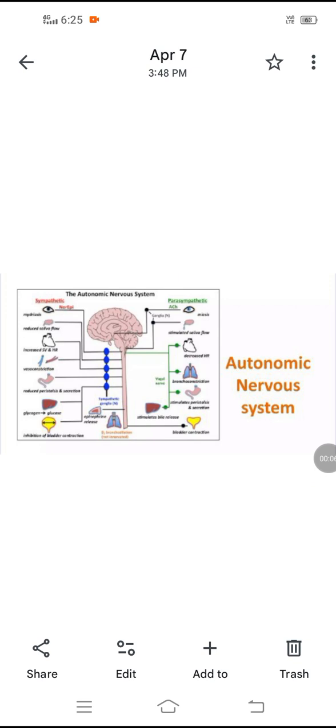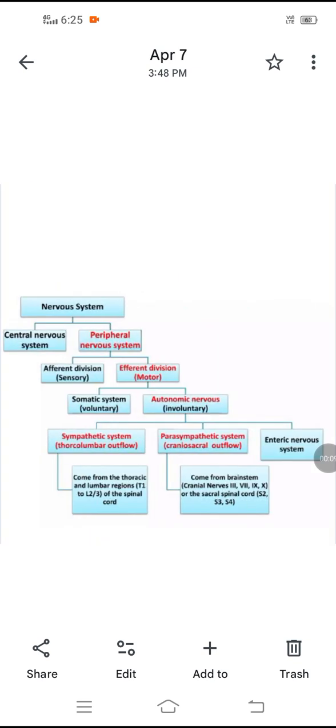Today we can see the autonomic nervous system in detail. So the nervous system is divided into central nervous system as well as peripheral nervous system. Peripheral nervous system is further divided into afferent division as well as efferent division. So afferent is sensory and efferent is motor. The efferent division is further divided into somatic nervous system as well as autonomic nervous system. Here the somatic nervous system is voluntary and autonomic nervous system is involuntary.